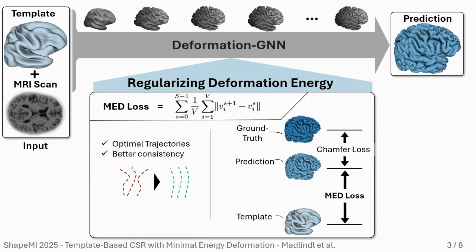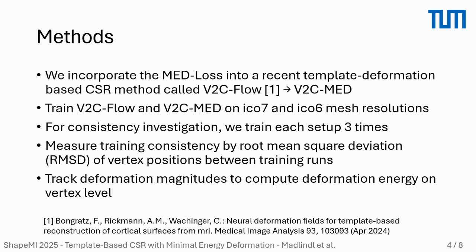And we can also see that so far most losses, such as the chamfer loss, which were used for these methods, are computed between a predicted shape and the ground truth shape, while our MED loss acts between the template and the prediction. We incorporate the MED loss into a recent template deformation-based CSR method called V2C-Flow, and from now we will call this V2C-MED.